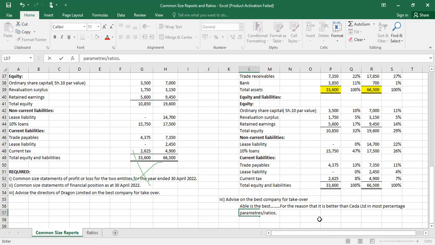It need not be best in all parameters, but as long as it is best in most of the comparisons, most of the item comparisons, then it is the best.